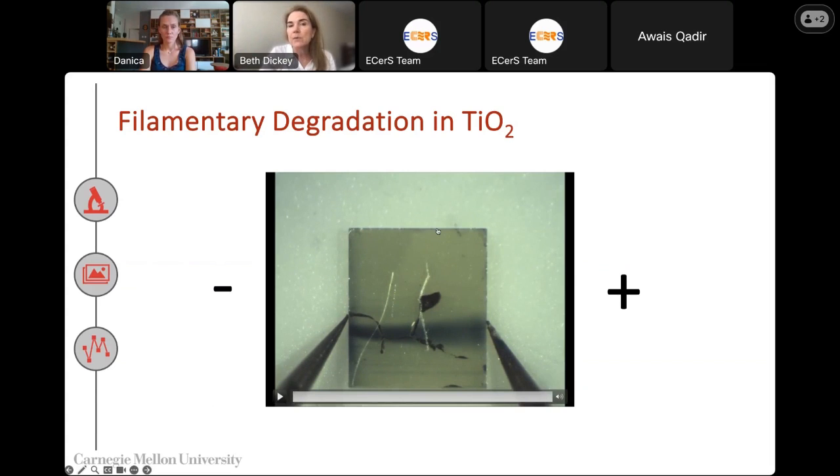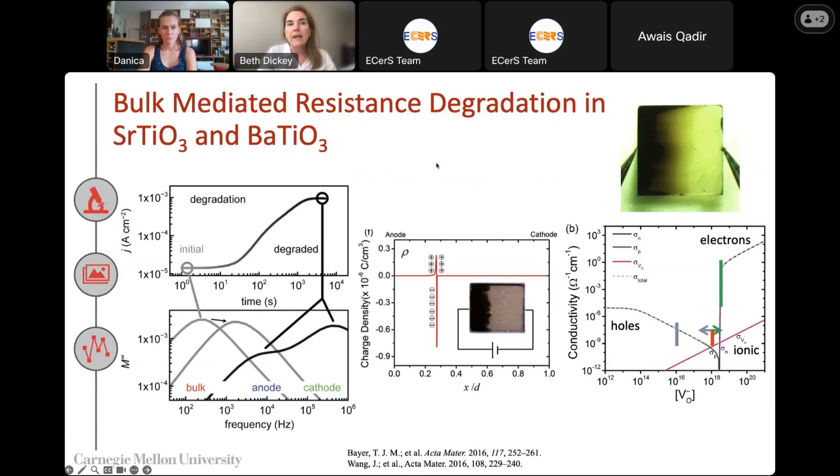Okay, so same material, depending again on the initial boundary conditions and initial defect chemistry state, it can transition to more this one-dimensional movement of defects to where you can actually induce filamentary type degradation. And the last one I'll point out before getting to the final part of the talk is in barium titanate and strontium titanate. Sometimes you can form filaments.